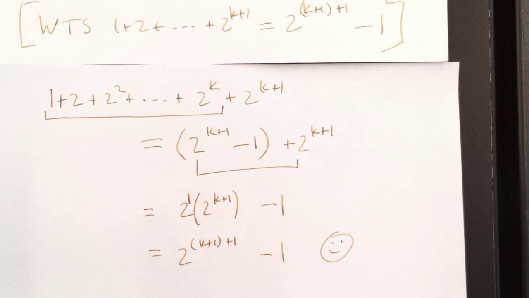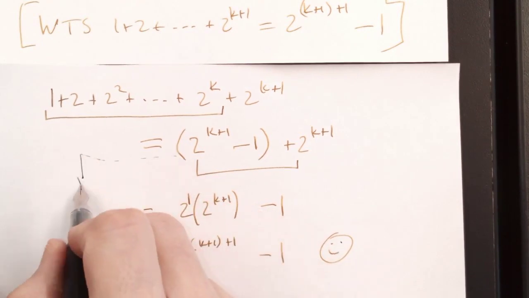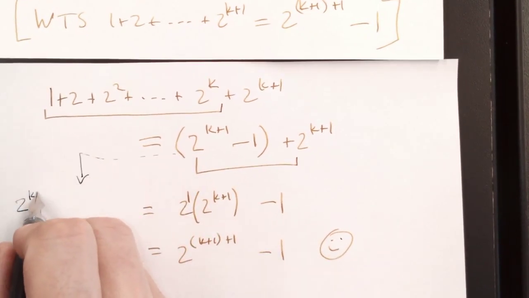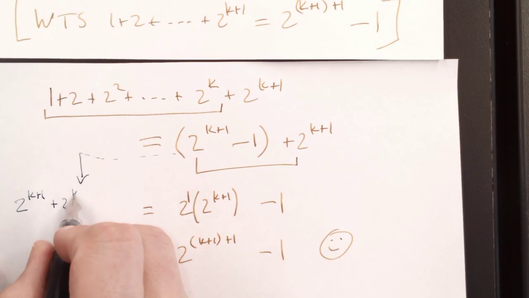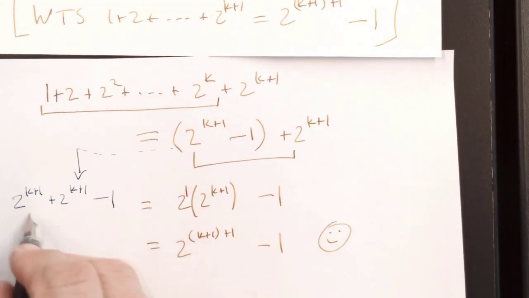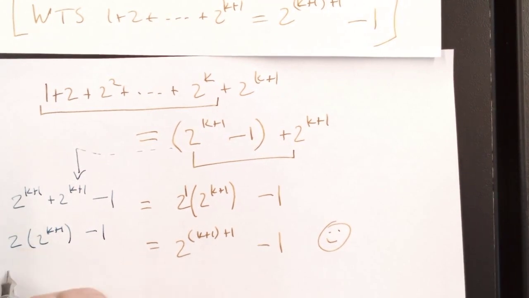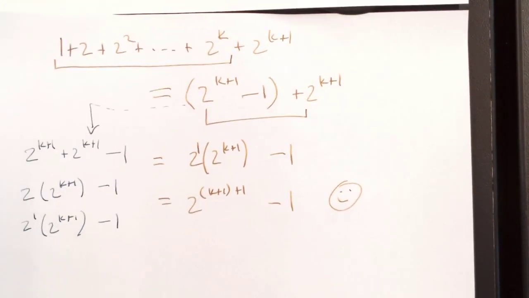Sorry, can you show more work with that? I'm kind of confused. Sure. We'll go from this line. We'll write that as 2 to the k plus 1 plus 2 to the k plus 1 minus 1. I'll just switch the sides. So this is 2 of 2 to the k plus 1's minus 1. Oh, but 2 of something, that's 2 to the first times 2 to the k plus 1. Well, now those are both powers of 2.